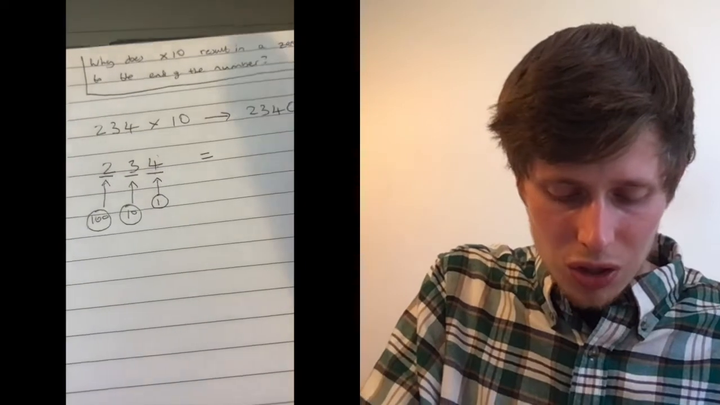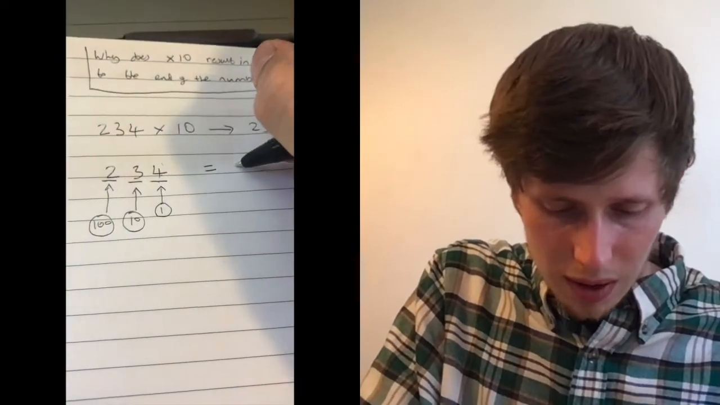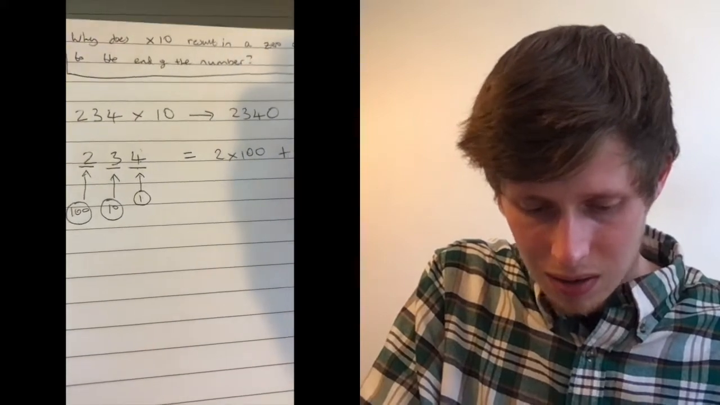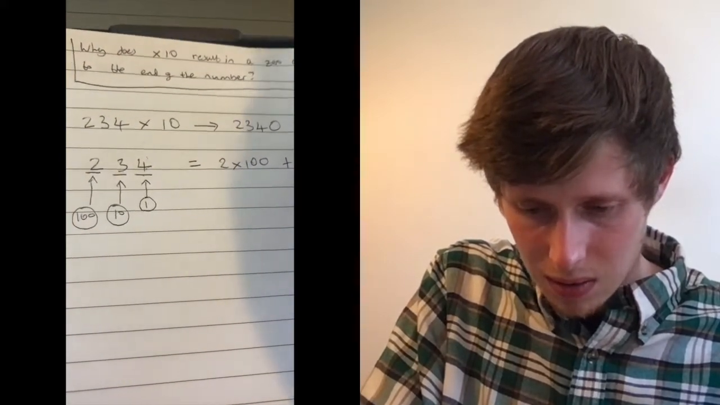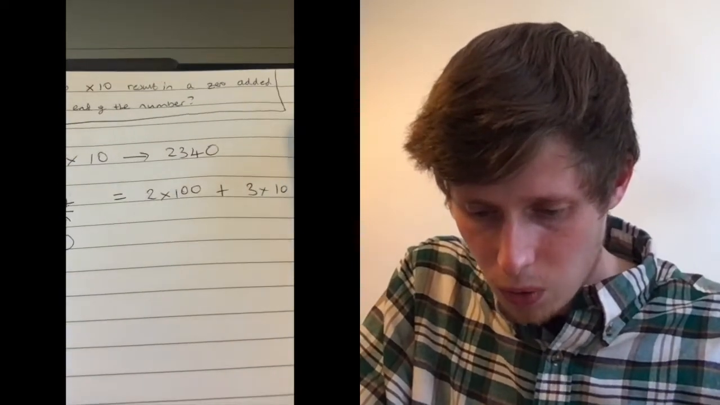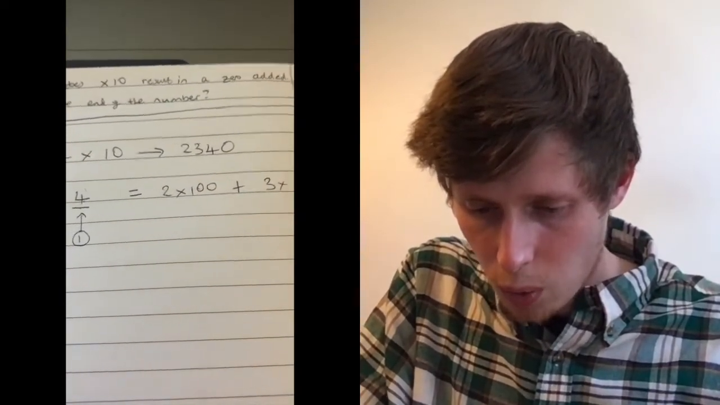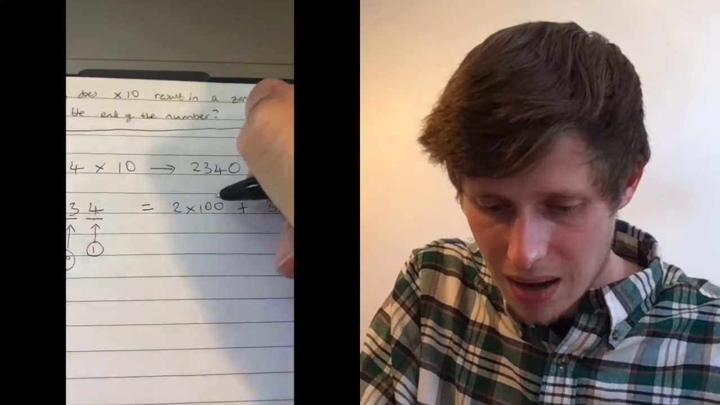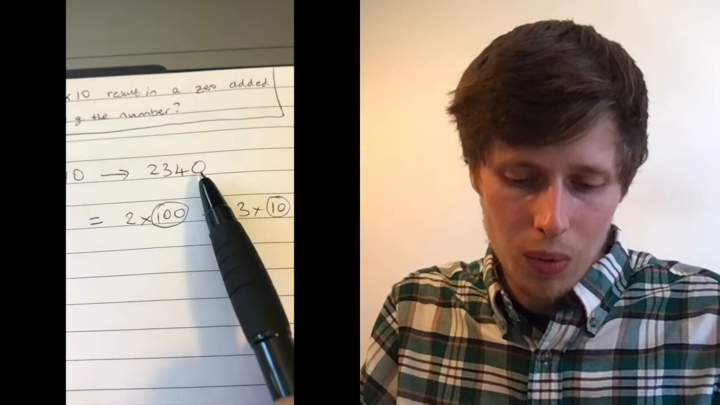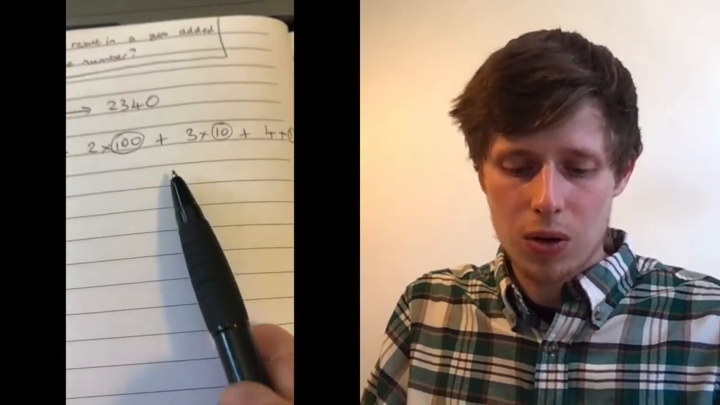So I'm literally going to write this out like this. It's saying I have 2 100s plus 3 tens plus 4 ones. So we have the 4 1 coins, 3 of the 10 coins, and 2 of the 100 coins. Now, we're going to times this by 10. We want to prove essentially that we'll add a 0 at the end. But let's focus on this first.